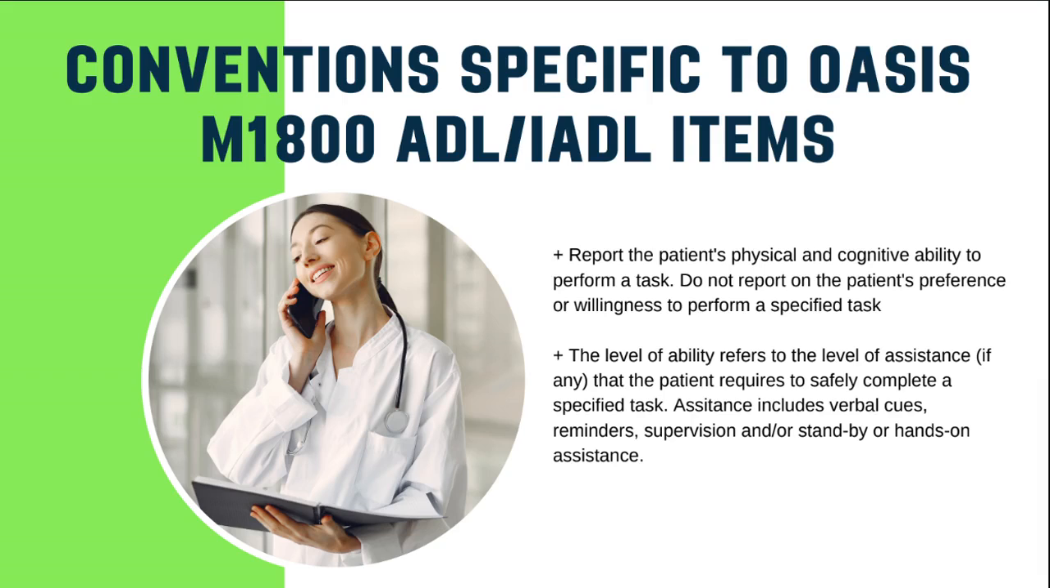Report the patient's physical and cognitive ability to perform a task. Do not report on the patient's preference or willingness to perform a specified task. The level of ability refers to the level of assistance, if any, that the patient requires to safely complete a specified task. Assistance includes verbal cues, reminders, supervision, and/or standby or hands-on assistance.